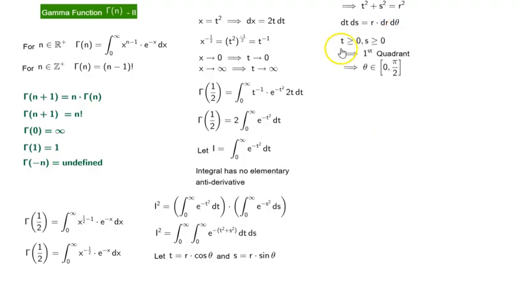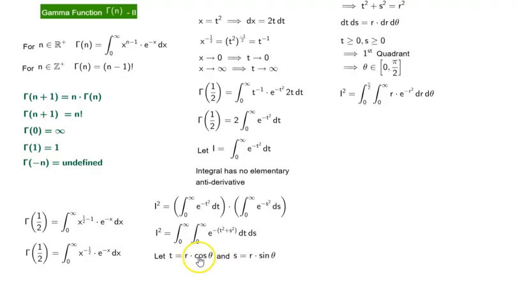And here t is greater than or equal to 0, s is greater than or equal to 0, which implies it is in the first quadrant, which implies that theta is in the interval 0 to pi by 2. So now let's do the substitution. I square is equal to this double integral of r times e to the power of minus r square dr d theta. So let's carefully check.